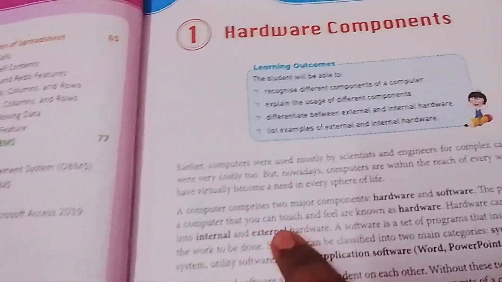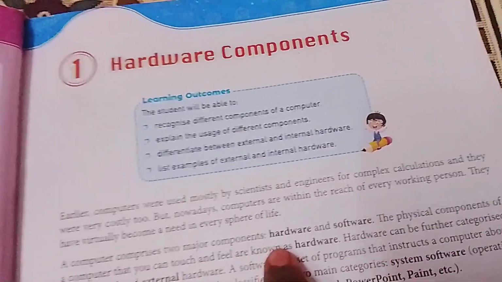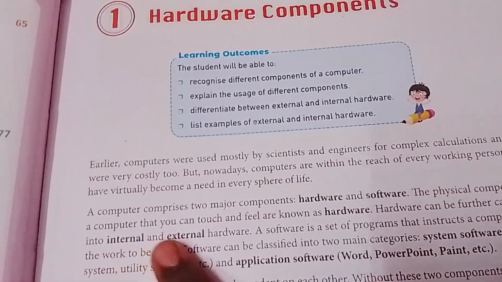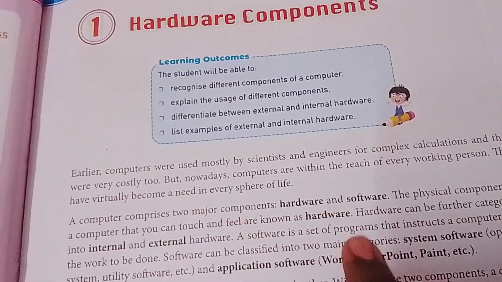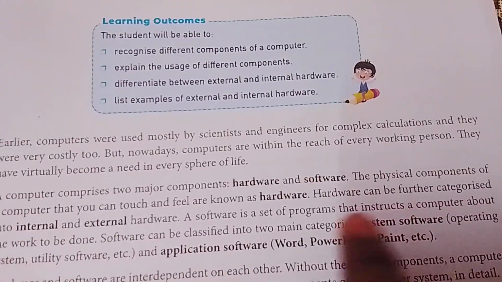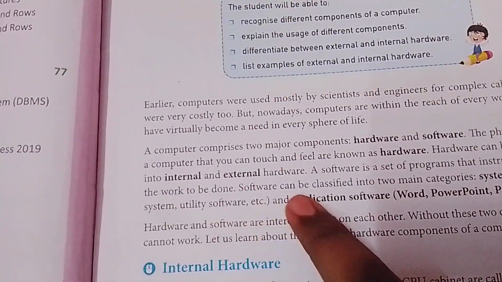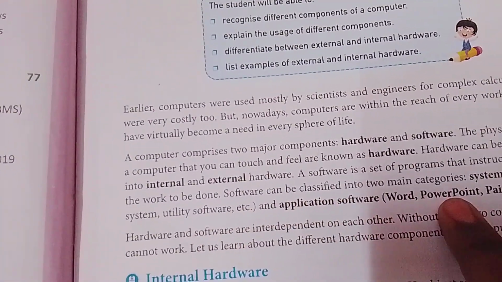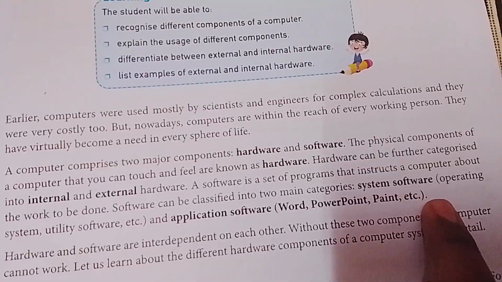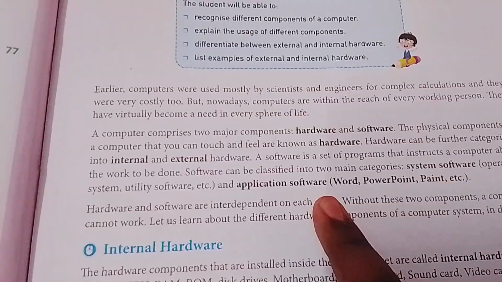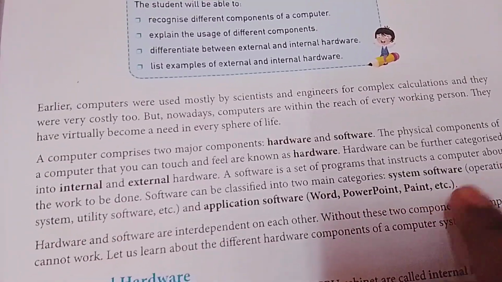A computer comprises two major components: hardware and software. The physical components of a computer that you can touch and feel are known as hardware. Hardware can be further categorized into internal and external hardware. Software is a set of programs that instruct a computer about the work to be done. Software can be classified into two main categories: system software, operating system, utility software, etc., and application software, Word, PowerPoint, Paint, etc.